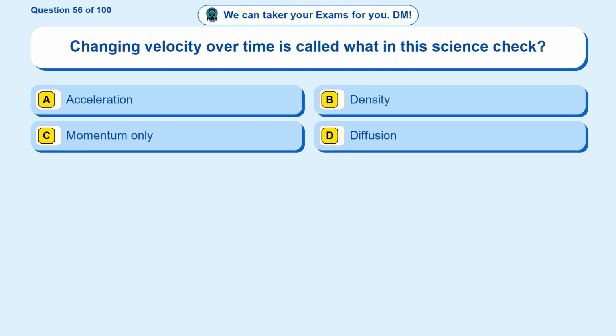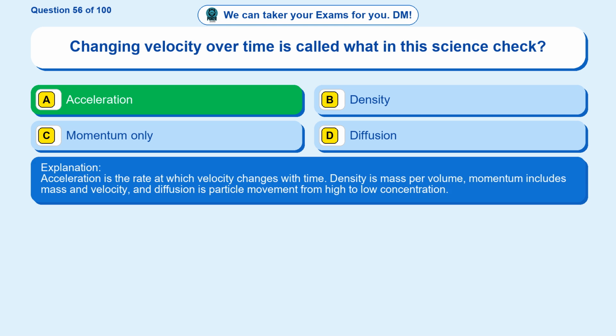Question 56. Changing velocity over time is called what in this science check? Option A, acceleration. Option B, density. Option C, momentum only. Option D, diffusion. The correct answer is option A. Acceleration.